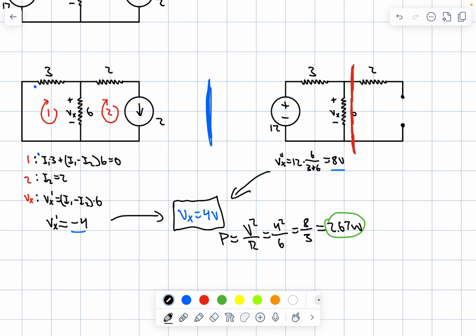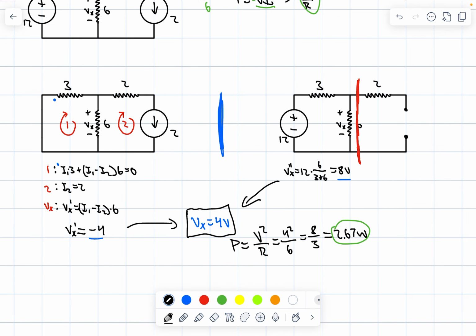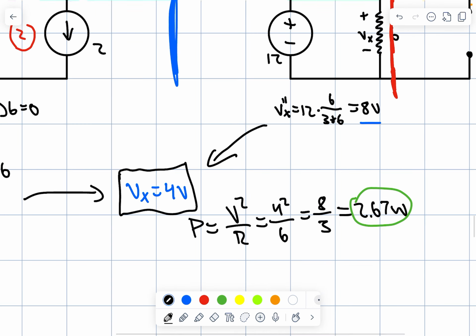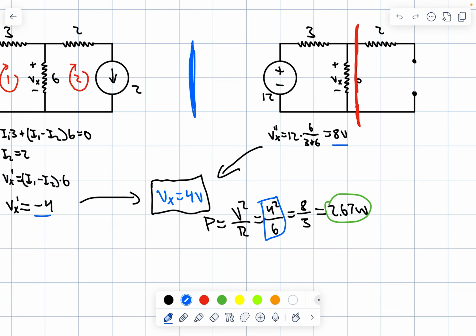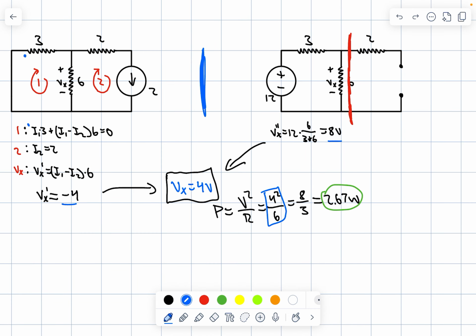Okay? And remember, we want power. Power is V squared over R. That's 4 squared over 6 right here, because we're going across a 6 ohm resistor. And that's 16 over 6, which is 8 over 3, which is 2 and 2/3 watts, 2.67 watts. And that's going to be your final answer.